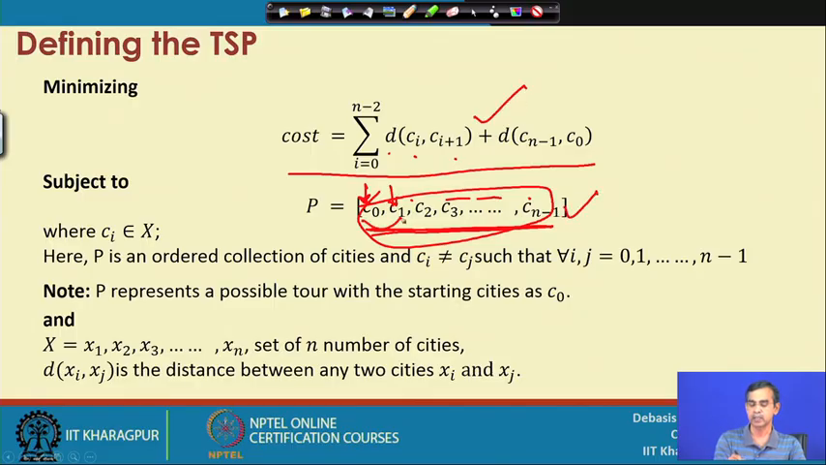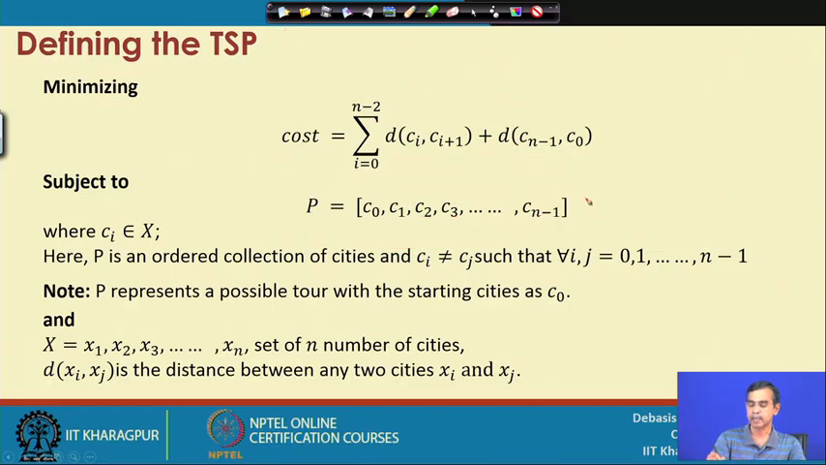So, C 0 to C 1, what is the distance, then C 1 to C 2, then C 2 to C 3, the sum of all distances, and finally C n minus 1 to C 0, because he has to return to the starting city. So this is the distance of covering from n minus 1 to this one. If this is one solution, then we can obtain the cost of this solution.